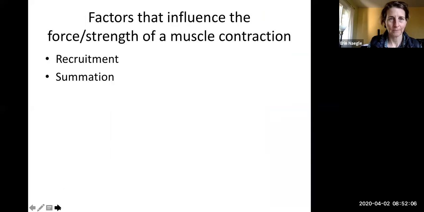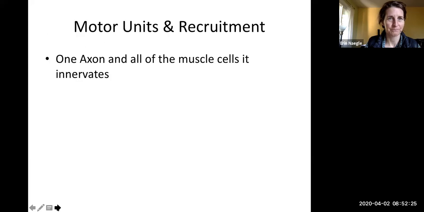Great, we did that. So factors that influence the force and strength of a muscle contraction. You've worked with this in the lab, working with recruitment and summation. So here's a little review in case you want to hear it one more time in a slightly different way.